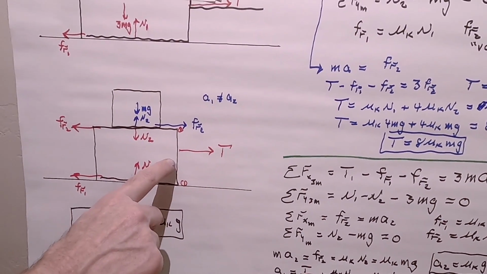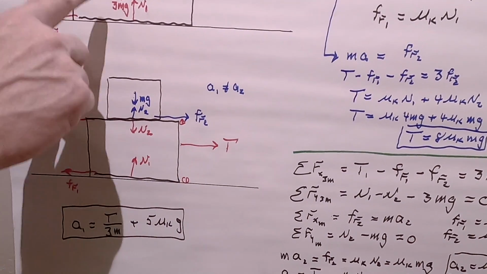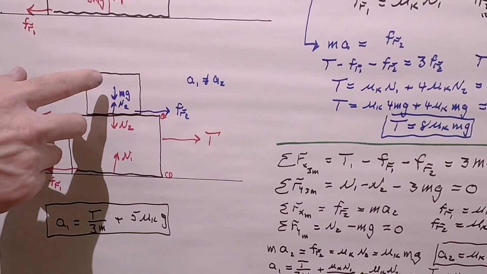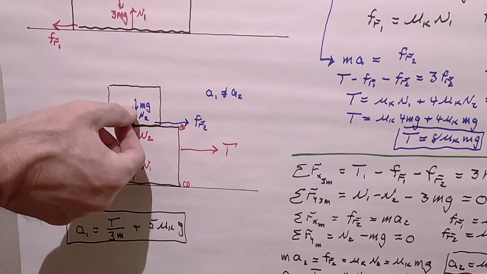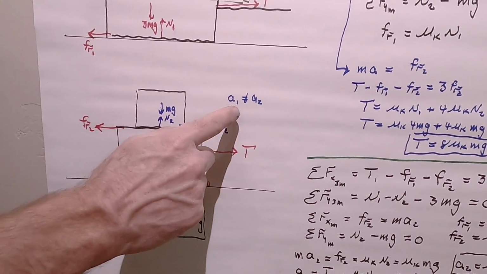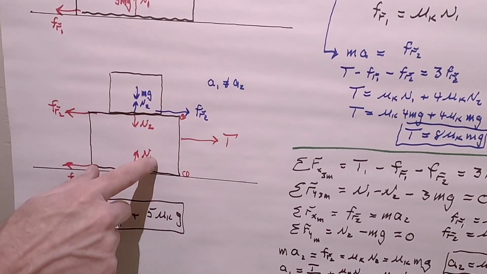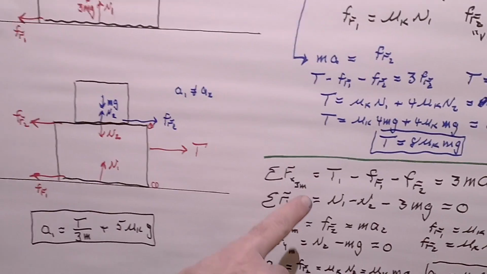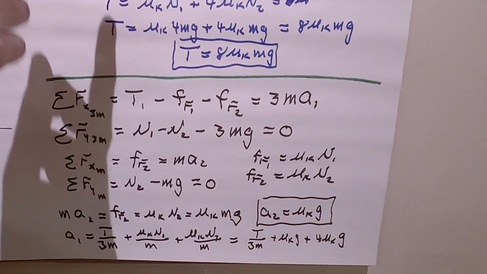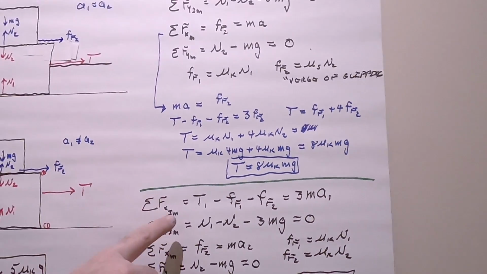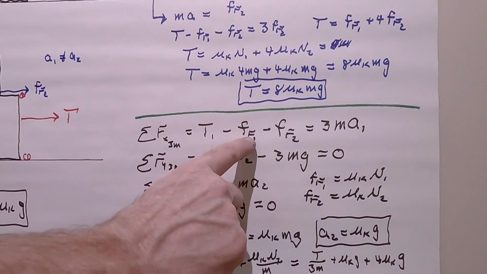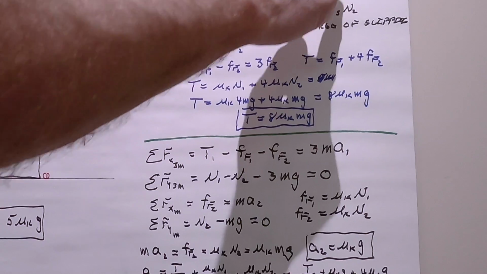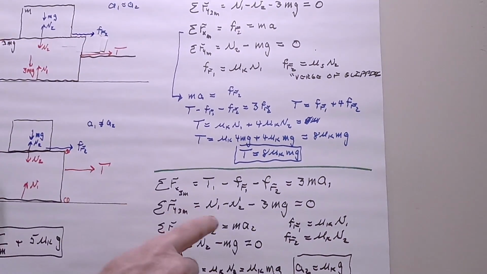So if we just come over to here, they look exactly the same as this one. The only difference is their A's are not equal. Why? Because this is their movement between the two blocks. So A1 and A2 will not be the same. Other than that, all the forces are the same. So if we come down to here, and we're going to plug in the same things we had up above, we have T minus the frictional force 1 minus the frictional force 2. The only difference is there's going to be an A1 and there's going to be an A2 on this one.